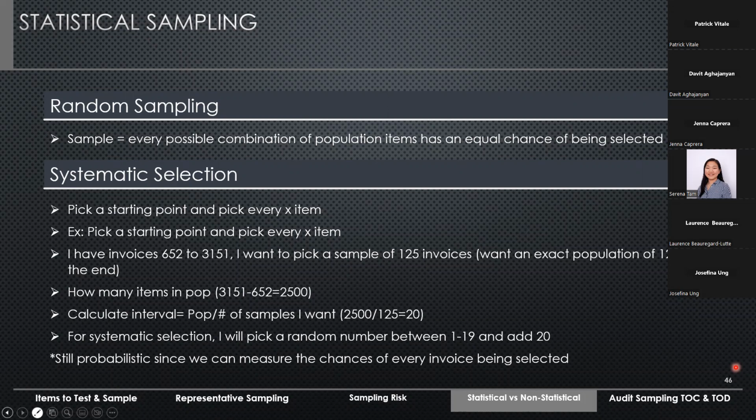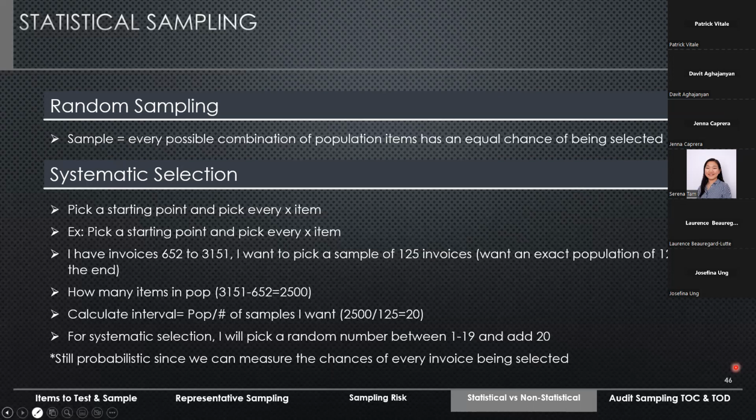Systematic selection is, okay, let's say you have invoices from 652 to 3151. You want to come up with a methodology, to not just say, oh, I'm going to take the first 125 invoices that I see, from 652 to maybe 770-something. So this is what you do. You take the difference between both: 3151 minus 652 equals 2500. So that's the whole difference. Then you divide by how many sample invoices you want. So let's say 125. That gives you 20. So for each 20, you choose one invoice.